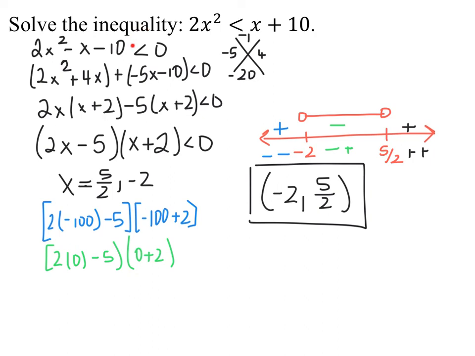We want where it's less than 0, so negative is less than 0, so we want this middle section in here. If we write this in interval notation, we have parentheses, because we don't want to include negative 2 and 5/2, and then close our parentheses. So make sure whenever you're solving inequalities with quadratics, you always set one side equal to 0 first, and then factor. Whatever makes this equal to 0 goes on your number line, and then you need to test each section to see what's positive and what's negative.